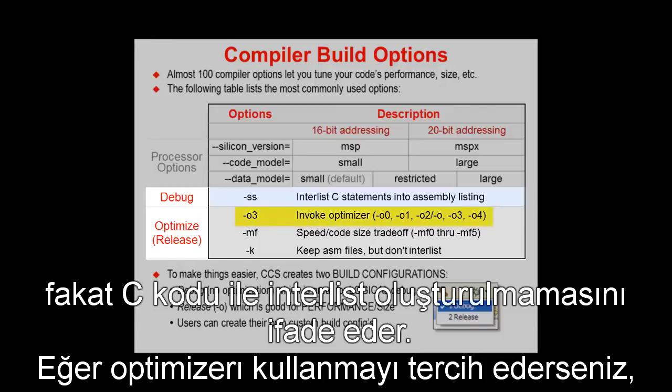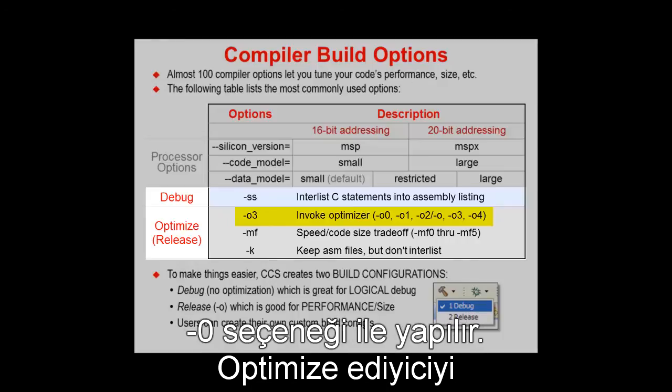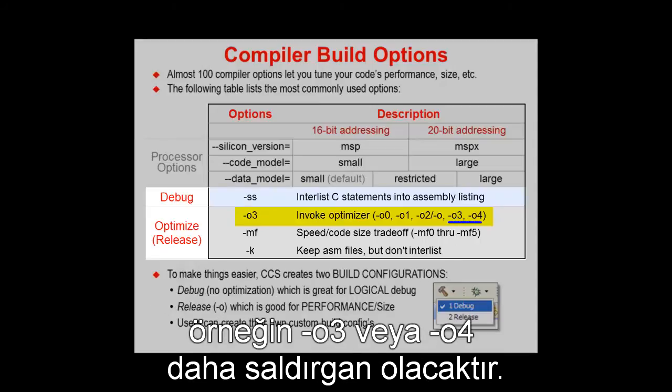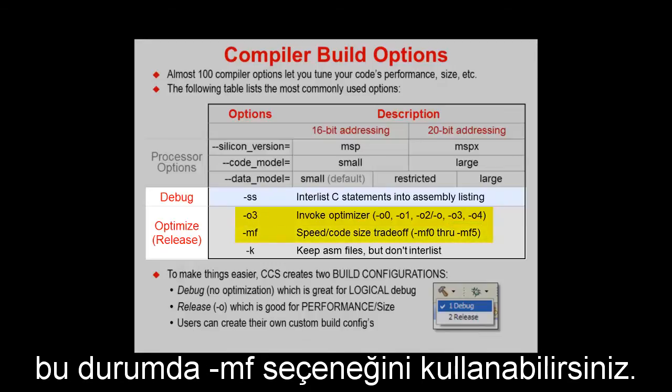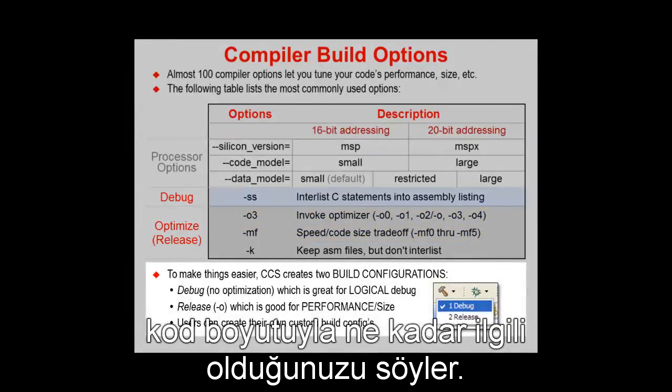If you want to use the optimizer, you do explicitly have to turn it on. This is done with the -O option. You can invoke the optimizer at any one of 5 different levels of aggressiveness. The higher the number, such as -O3 and -O4, the more aggressive. If code size is important to you, then you'll want to use the -mf option along with the optimizer. mf tells the compiler how concerned you are with code size versus code performance.